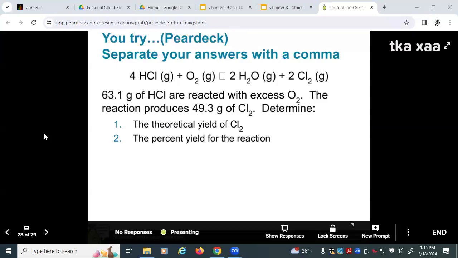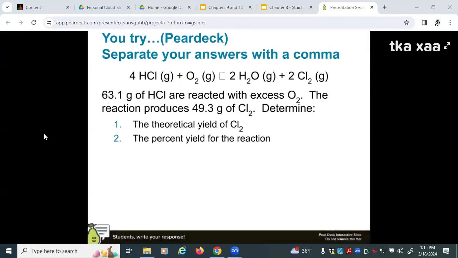I'm going to open it up to you here then. Same kind of question. 63.1 grams of hydrogen chloride are reacted with excess oxygen. The reaction produces 49.3 grams of chlorine. Two parts to this question. First of all, we need to determine the theoretical yield, which means we've got to do some stoichiometry. Second thing, once we know the theoretical yield, can we calculate that percent yield? I'm going to ask you to work on those two things.